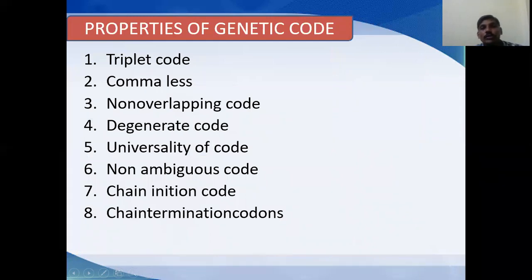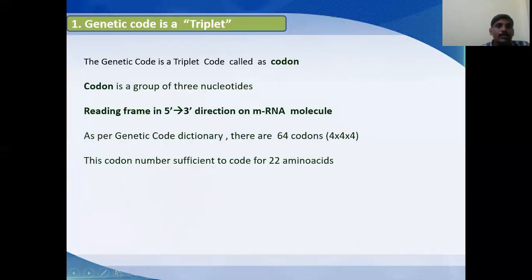So what are the properties of the genetic code? We can explain the genetic code by some essential features or properties: it is a triplet code, the genetic code is commaless, non-overlapping, degenerate, universal, and non-ambiguous. And what type of codons are present on the RNA molecule? We can explain one by one. So the first one is that the genetic code is a triplet.